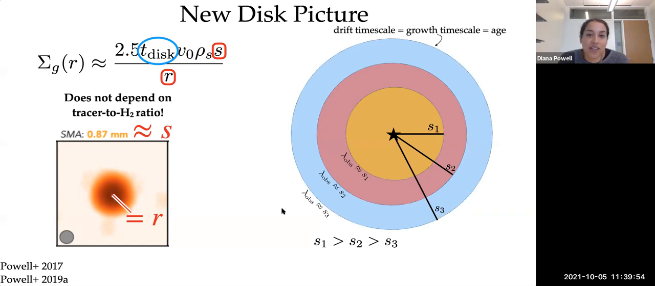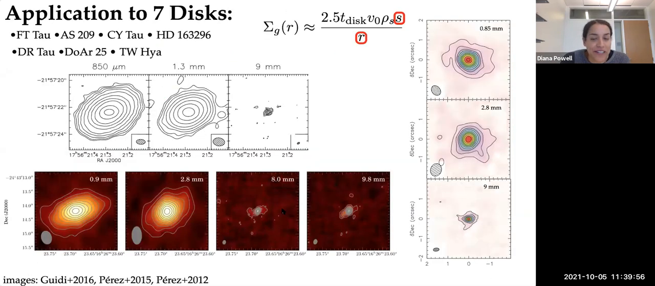And I've applied this model to 7 protoplanetary disks with previous millimeter observations that show decreasing disk radial extent with wavelength. And here I'm showing some of these observations for 3 out of the 7 disks in our sample.